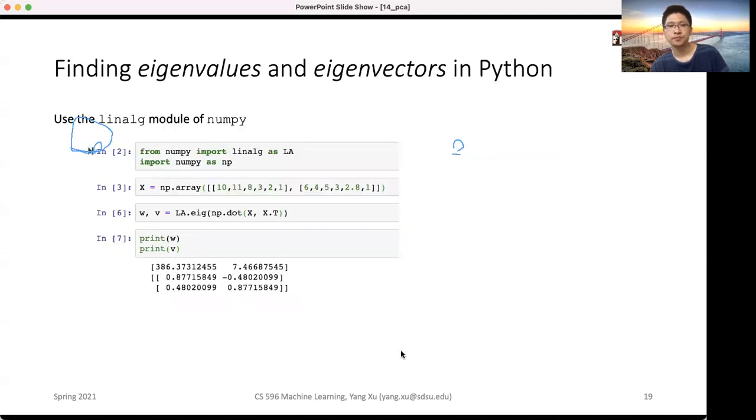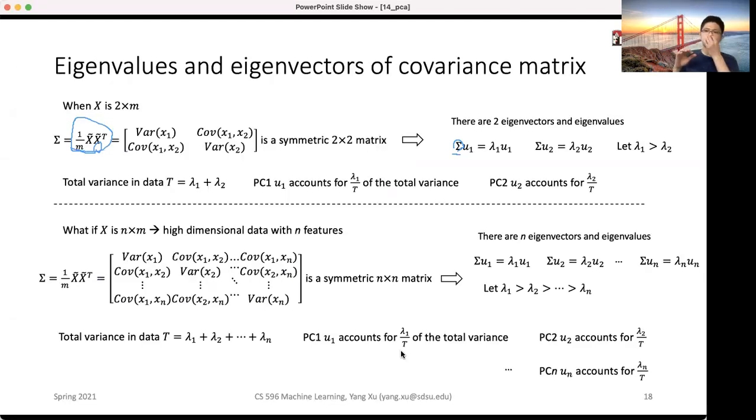Okay, so that is basically how we do PCA with data from scratch. The key step is to find the eigenvalues and eigenvectors, right? You first compose the covariance matrix, and then you use some linear algebra method to find the eigenvalues and eigenvectors for that covariance matrix. Then the resulting eigenvectors are the principal components for you to choose from. You can choose whatever number you want.